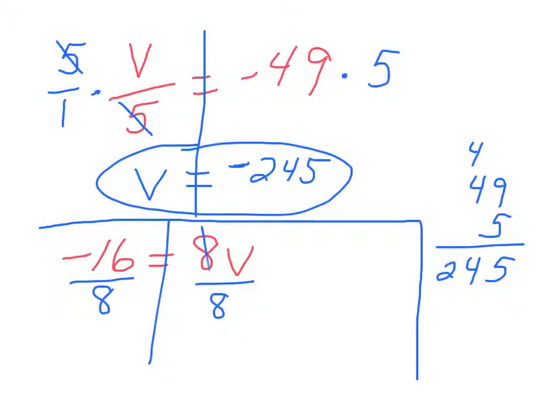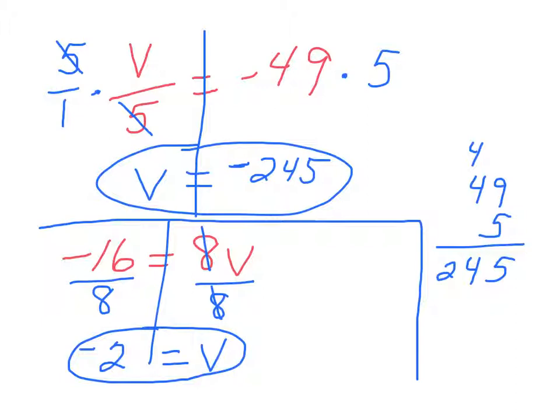All right, so our 8s are going to cancel out on the right-hand side of the equation, leaving us just the v. And then over on the left-hand side, we need to do the division out. Negative 16 divided by 8 will give us 2, but it will be a negative 2, because a negative divided by a positive is negative. All right, let's turn to the next page.